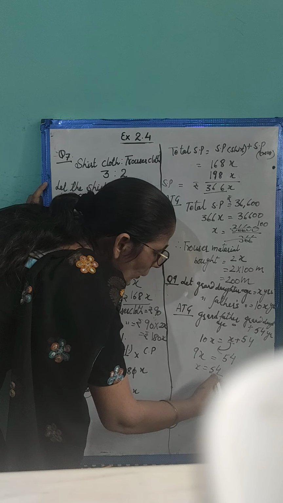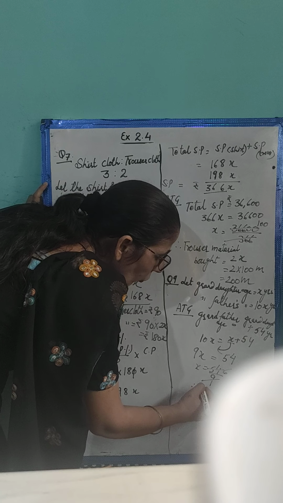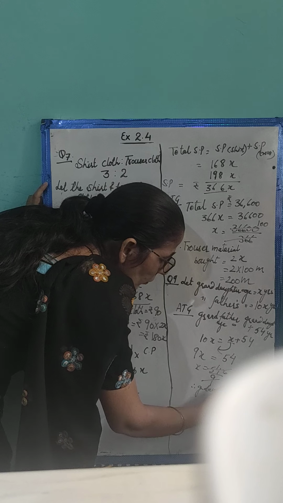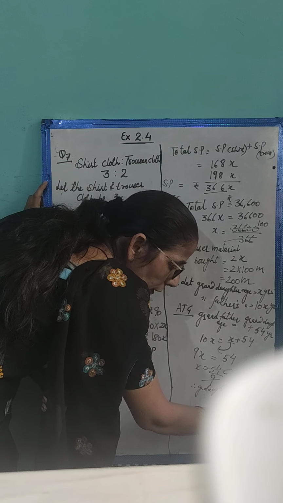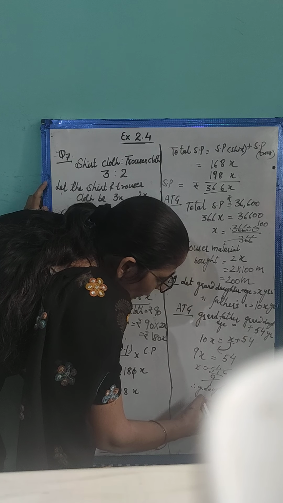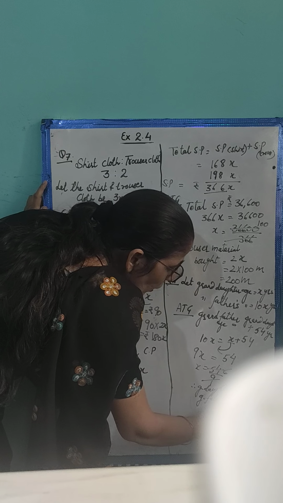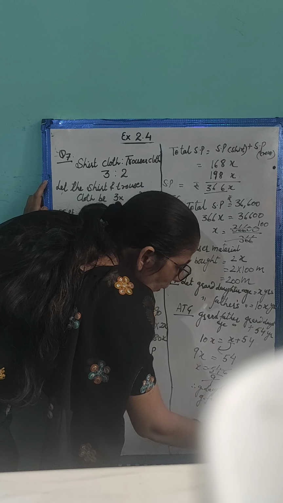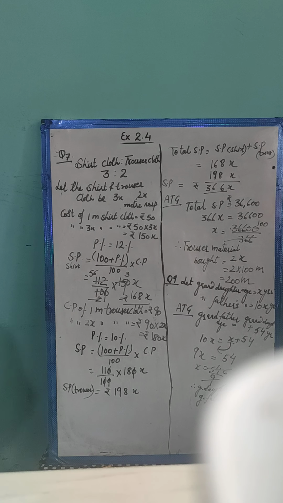54 upon 9. 9 6s are 54. Therefore, granddaughter's age is 6 years and grandfather's age is equal to 10 into x, yani 10 into 6, that is equal to 60 years. Hope you have understood this question.